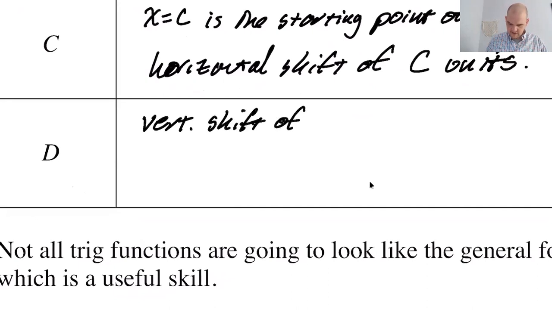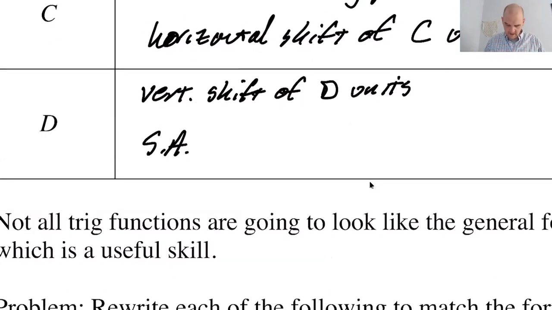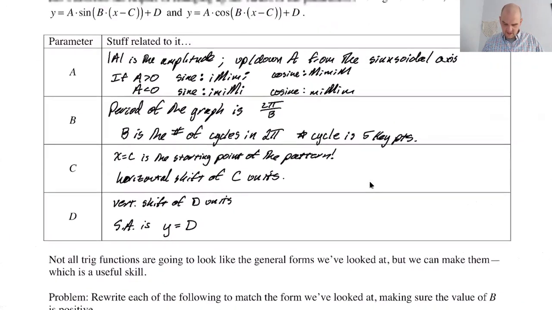D, we said, is a vertical shift of D units. So D could be positive or negative. Doesn't make a difference. And we said the sinusoidal axis, which we will now start abbreviating, is y equals D. And I mean, I'm going to say that's it. That's a ton. All right.